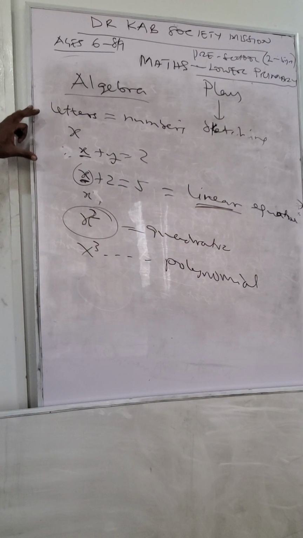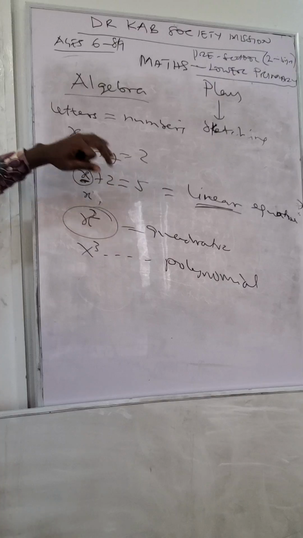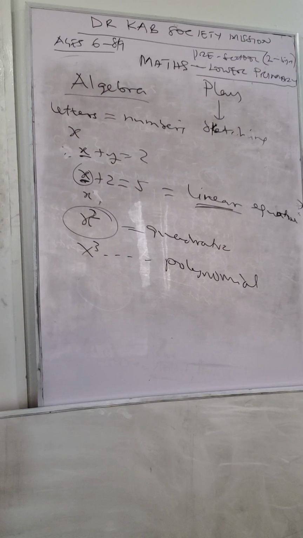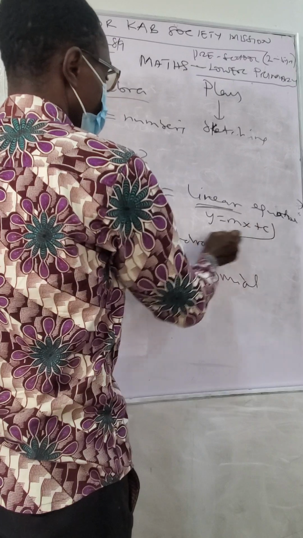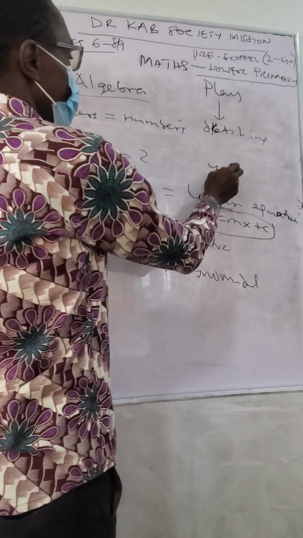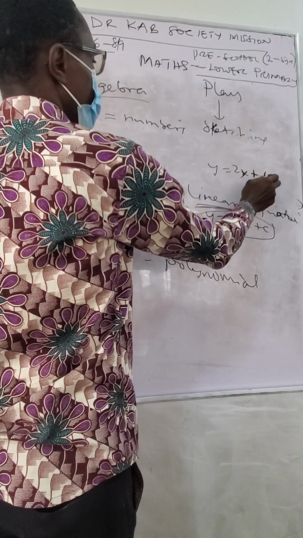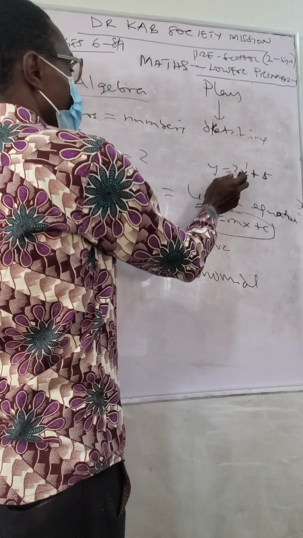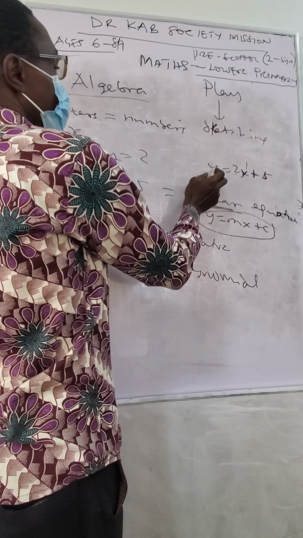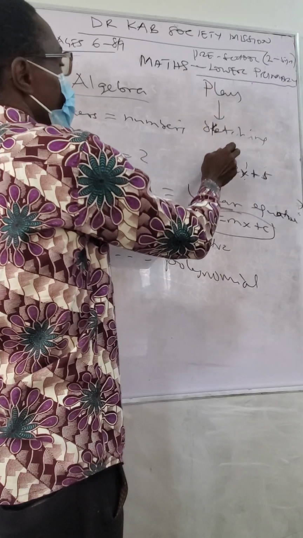So this is the point that we want you to note. We have algebra, and we have so many types. Letters representing numbers fall under algebra. The linear equation will be y is equal to mx plus c; we'll come to this later on. So we can say y is equal to 2x plus 5. If you put any figure for x, you get another figure for y. So where x can take several numbers and y can take corresponding several numbers, we call that a function.